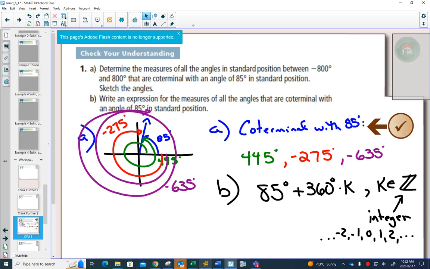So writing it this way allows us to write them all down in a very simple way, but we have to define k to be an integer. Okay, circle questions 4 and 5.